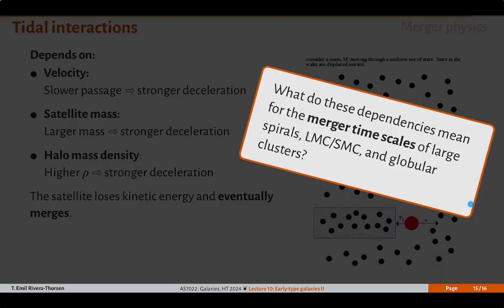So we can think about what these dependencies mean for the merger timescales of larger spirals, such as the Large Magellanic Cloud or the Small Magellanic Cloud with the Milky Way, in comparison to, for example, globular clusters. I think we will take a little bit of time discussing that once we meet.